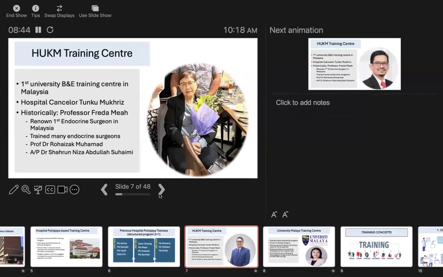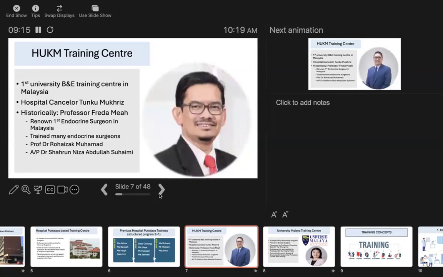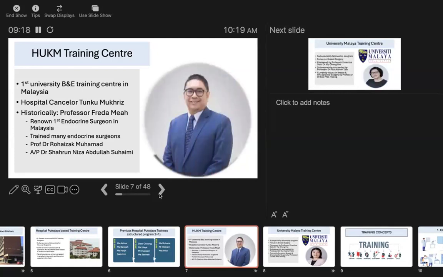In HUKM Training Center, the first university to have a breast and endocrine training center in Malaysia, it is now called Hospital Central Mukris or UKMMC. Historically, it was initiated by Professor Priyamya, the renowned first endocrine surgeon in Malaysia. She has trained many endocrine surgeons, including Professor Rohiza as well as Professor Shahrun, and the program has lasted until now. Thank you very much.